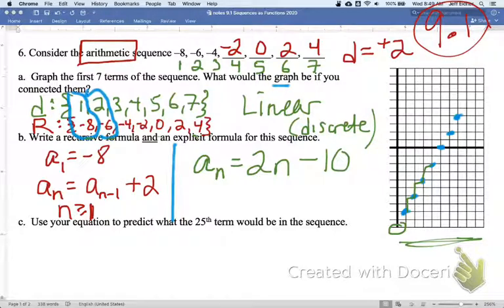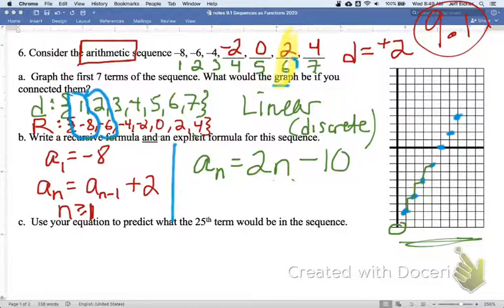So let's see if this works. If I plug, let's see, I'll just pick one of these. If I plug 2 in, I should get -6. So if I plug 2 into this, I should get -6. What do I get? Oh, sorry. I read it backwards.